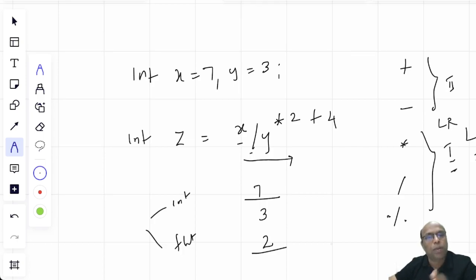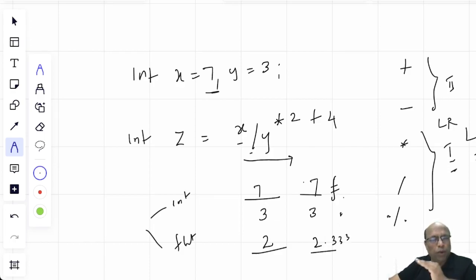Why not 2.3? Because in an integer I can't store what? 2.3. Whereas if my x value would have been float, what would happen here? 7 and 3: 7 will be copied into a register of type float and 3 will be copied into a register of type what? Integer. In this case, the result will be copied into a register of type float, therefore I got 2.33.